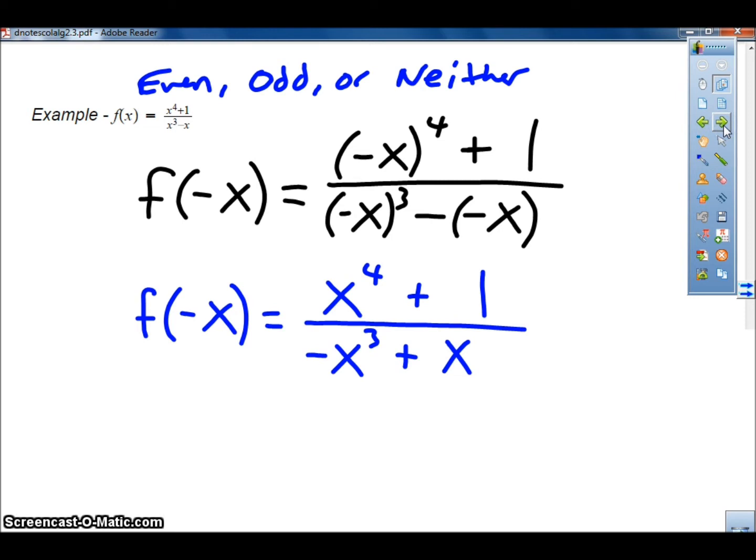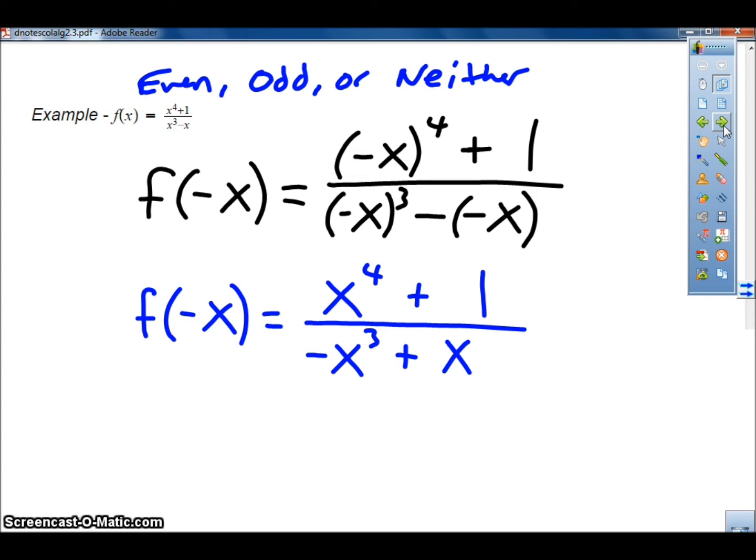We'll get negative x to the fourth power plus 1 divided by negative x to the third power minus negative x. Everywhere there's an x, I put a negative x there. Then I simplify. Negative x to the fourth power comes out positive, because whenever you take something to the fourth power, it comes out positive. So I get positive x to the fourth power plus 1, and the numerator reverts back to what it was originally. Even when I plug in a negative x, once I simplify, it goes back to its original form. The denominator behaves differently.